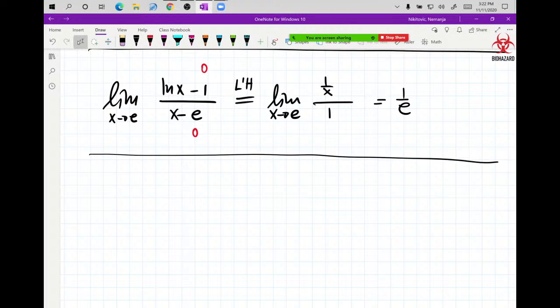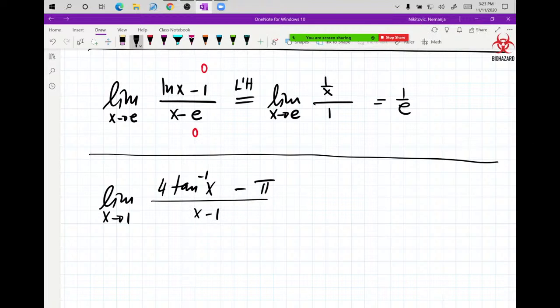Let's take a look at another problem. Maybe something with trig or inverse. Ooh, inverse trig. Look at that, that's a beautiful problem. Limit as x goes to 1 of 4 inverse tangent of x, everything minus pi, divided by x minus 1. Okay.